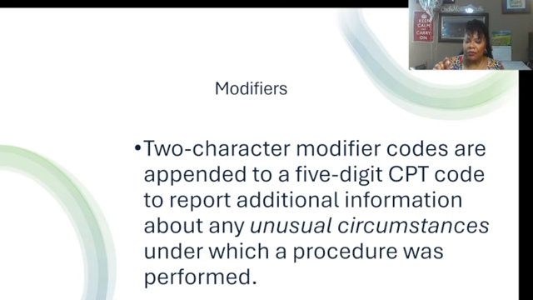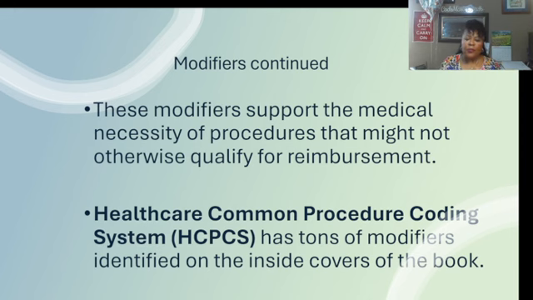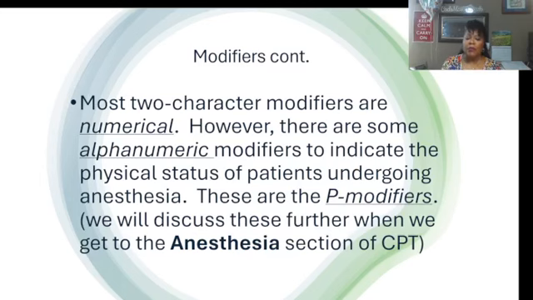Modifiers are a 2-character modifier code that's appended to a 5-digit CPT code to report additional information about any unusual circumstances under which a procedure is performed. These modifiers support the medical necessity of procedures that might not otherwise qualify for reimbursement. HCPCS, Healthcare Common Procedure Coding System, has tons of modifiers identified on the inside cover of their book. Most 2-character modifiers are numerical.